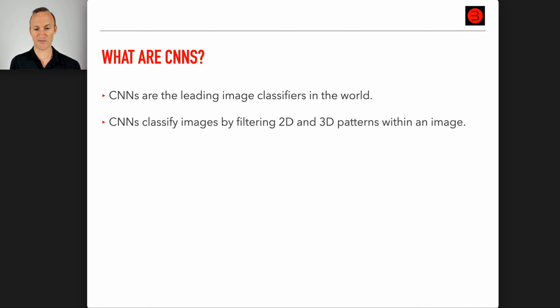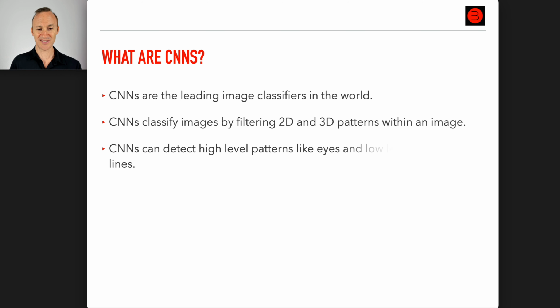So CNNs classify images by filtering 2D and 3D patterns within an image. This is comparable to how the human brain works. We look at images in real life and we see two-dimensional representations. This is different than a one-dimensional string of pixels, which we previously used in building neural networks. So CNNs can detect high-level patterns like eyes and low-level patterns like lines.